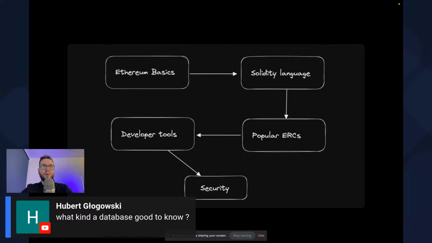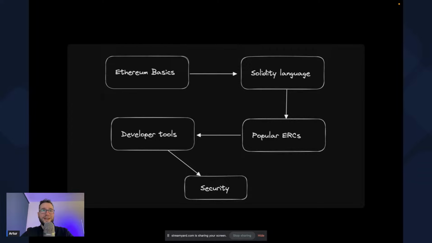Another question from Hubert: what kind of database is good to know? I think knowing at least one database system is good, and I would highly recommend Postgres. Postgres is, I think, the industry standard at the moment in most production projects. It's used, so I recommend you check Postgres. But of course, again, it depends on what kind of job you would like to get and what kind of tasks you would like to do in your job.